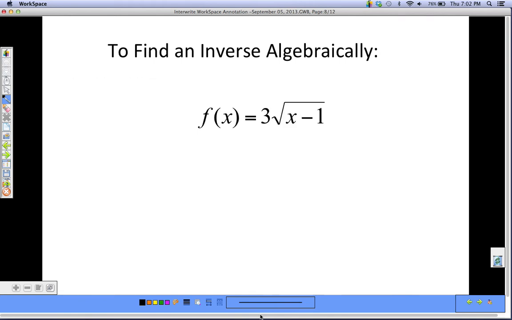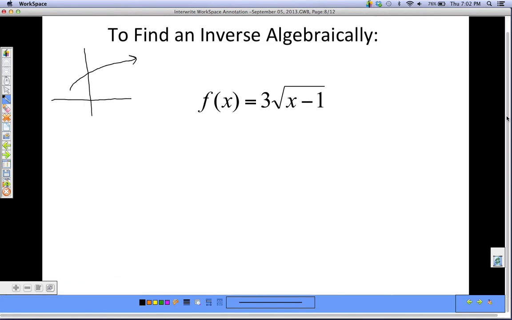So let's find this inverse algebraically. Well, first thing you can do, you could type it in your calculator to discover that indeed it will have an inverse. The square root function, which we will look at more coming up, looks something like this. So a horizontal line is only going to cross through it one time. So we're good on going ahead and finding the inverse. So our first step is complete.